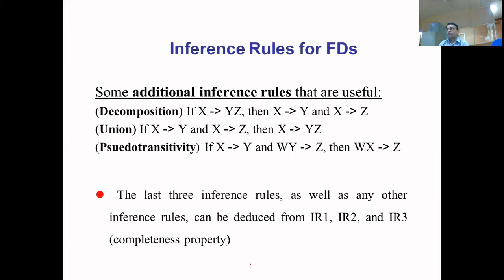And complete means we cannot infer any other functional dependencies. That will be the last set of functional dependencies. Additionally, it is not possible to infer any other functional dependencies. It gives the complete set of all possible dependencies. Using any of the inference rules, all the 6 inference rules, it is not possible to obtain additional functional dependencies. So that is called the completeness property.